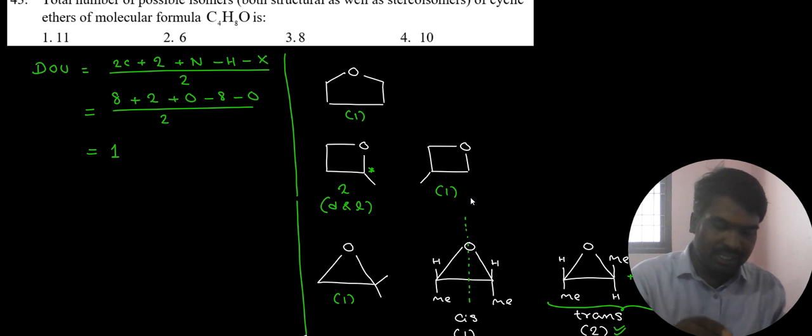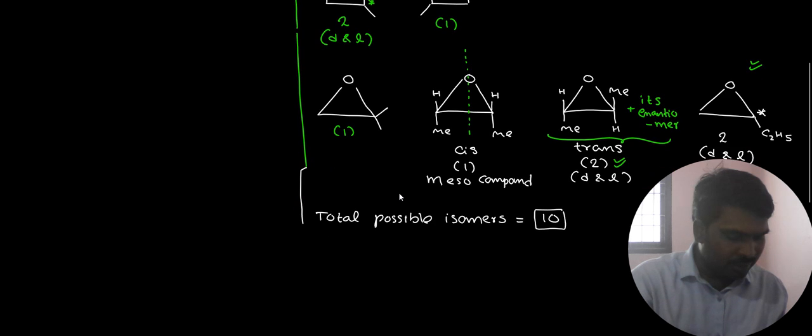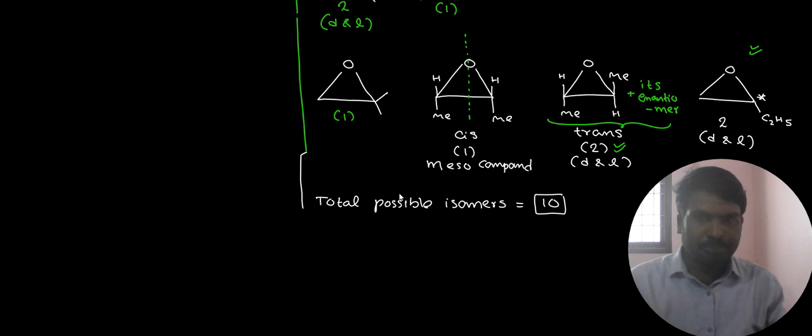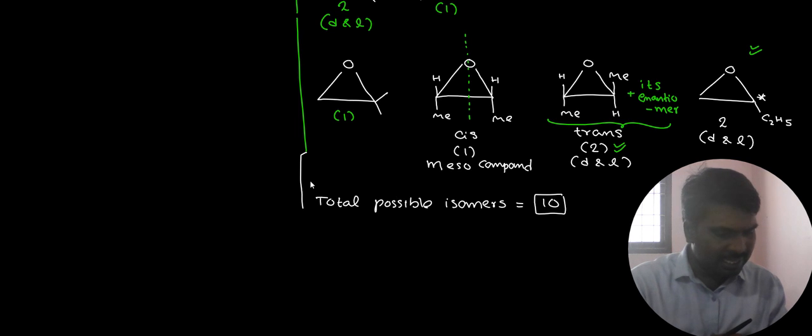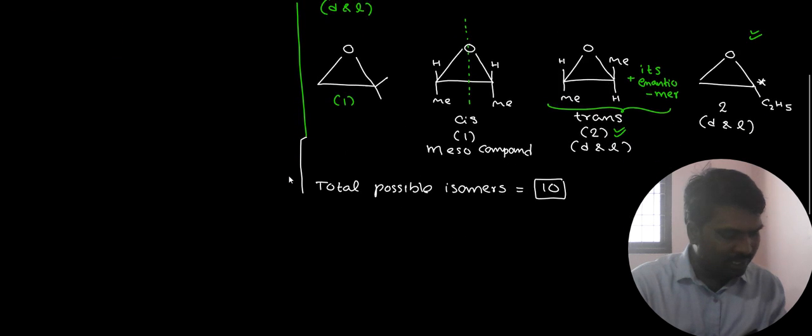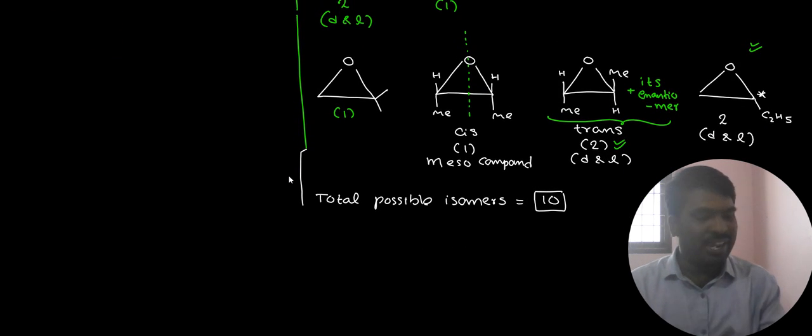Then total how many compounds? This is the one with the 5-membered ring, and with the 4-membered ring 2 plus 1, 3 compounds, and here with the 3-membered ring, how many? 1 plus 1 plus 2 plus 2. How many total here? 2 plus 2 is 4, 4 plus 2 is 6, and 6 plus 3 is 9, 9 plus 1 is 10. Total 10 stereoisomers exist.